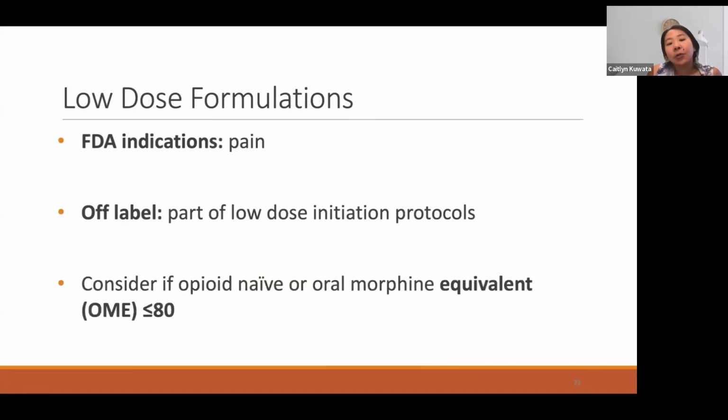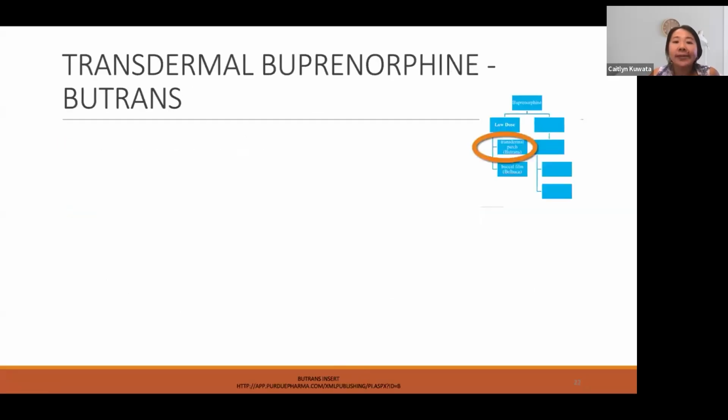And really, you want to consider your low dose formulations for patients who are opioid naive or their oral morphine equivalent is less than 80. The reason this parameter of 80 is helpful is it gives you an idea for if the low dose formulations are going to provide enough analgesia, right? It may be one thing if you're using it as a stepping stone to the higher dose formulations, but if someone's using more than 80 oral morphine equivalents, the low dose formulations of buprenorphine may not be very successful in treating their pain completely. So the first one I'll talk about is the transdermal Butrans.